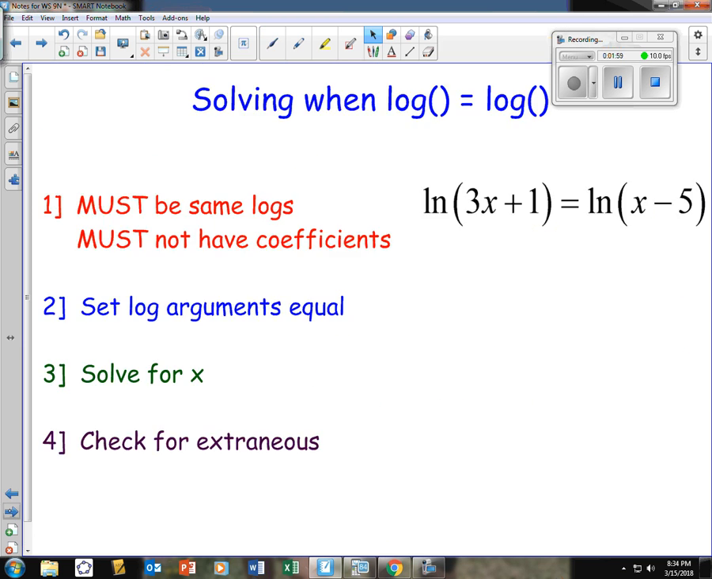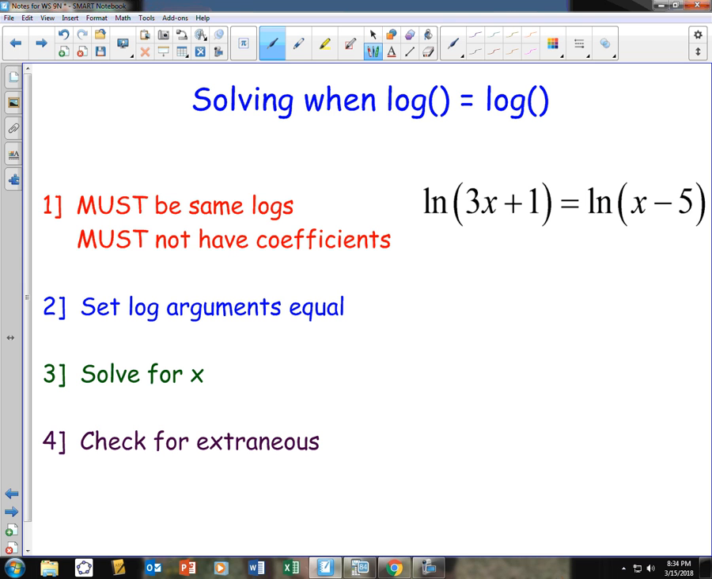All right, so let's get to some solving here. You are probably going to really like these solving problems because they're really straightforward. So what we're going to start with is solving when it is a log equaling a log. So the first thing you want to look for, step 1 here, is that they must be the same logs. And they also cannot have any coefficients in front. Essentially, if we have the same log on both sides, no coefficients, then we can really just set the arguments equal. So this piece and this piece are equal.